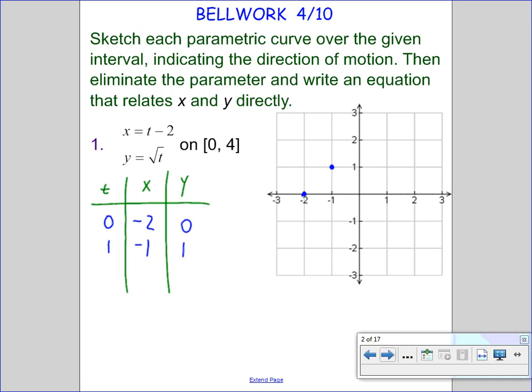Then I'll go ahead and choose 2, 3, and 4, and you guys get the scheme. We can see exactly where the particle is as time progresses from 0 through 4 in my interval. So 2 minus 2 is 0, and the square root of 2 is the square root of 2, about 1.414. So 0 comma 1.414. Very nice. 3 minus 2 is 1. The square root of 3 is the y coordinate, right? That's about 1.7.